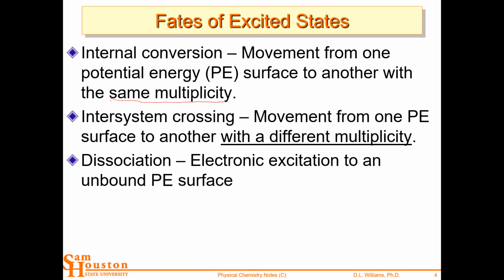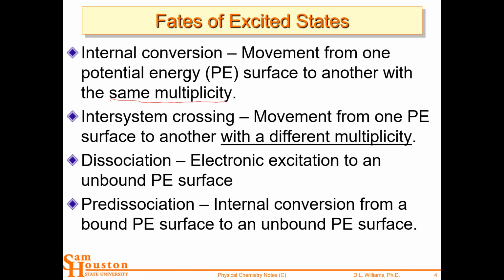Dissociation, that's pretty straightforward. The molecule breaks apart. So we excite the molecule up above the ionization limit, and we knock off an electron, the molecule falls apart. That's ionization. It doesn't always have to occur with ionization. We could just hit the potential energy surface somewhere above where the vibrational manifold stops, and then it has enough energy to completely break apart. And then predissociation, we'll show a picture of this, but it's internal conversion from one potential energy surface to another, and the other one is unbound.